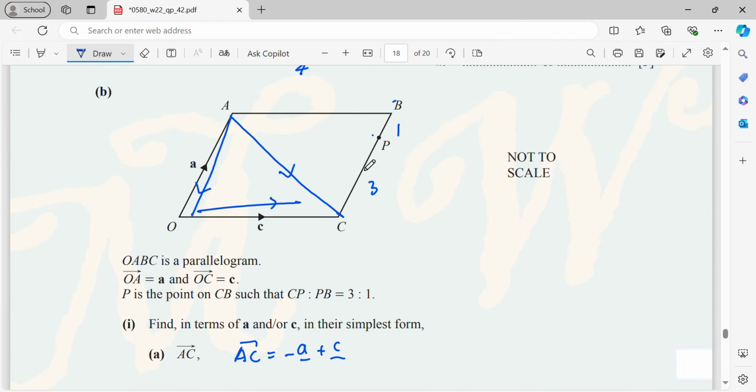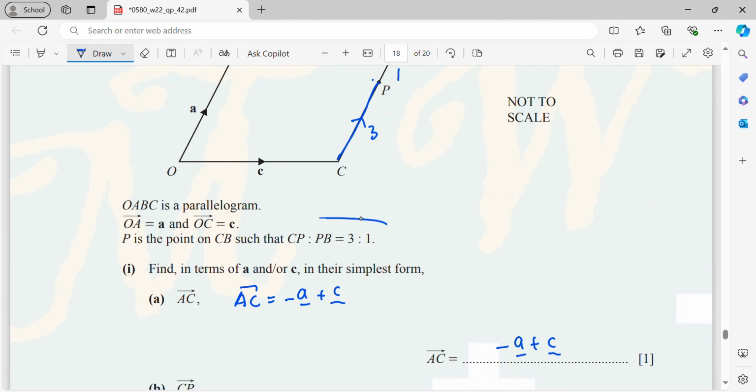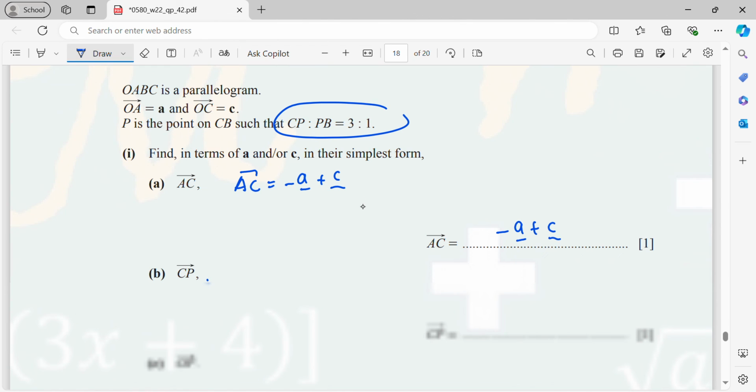Now CP. So to get CP, CP is over here. This is CP. So CP, I will just use the given ratio. So I will write CP to PB equals 3 to 1. So now my CP, it will be 3 PB.